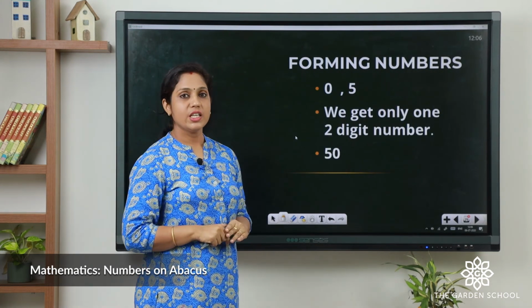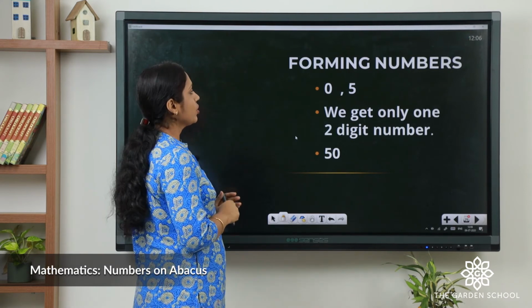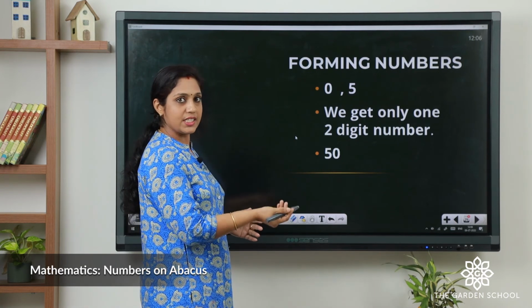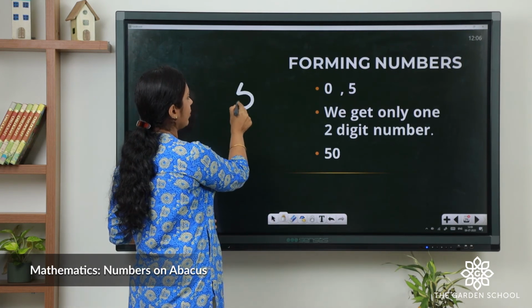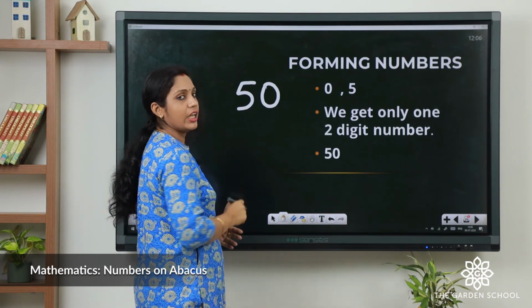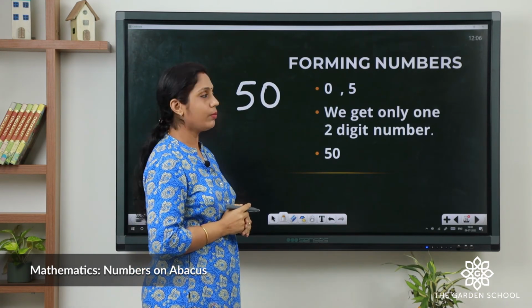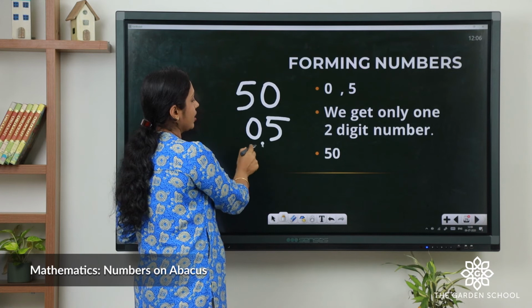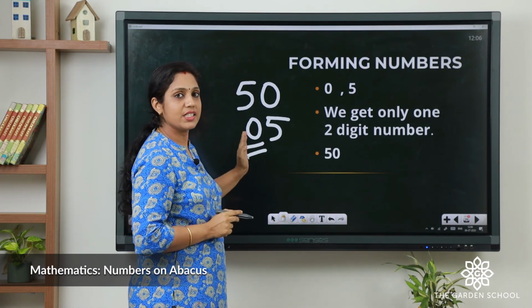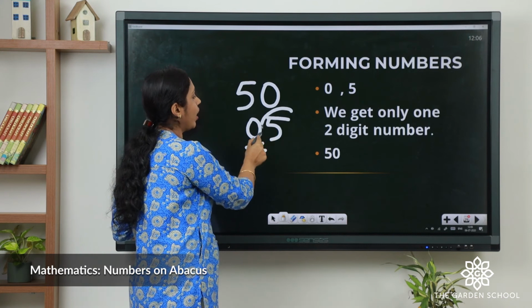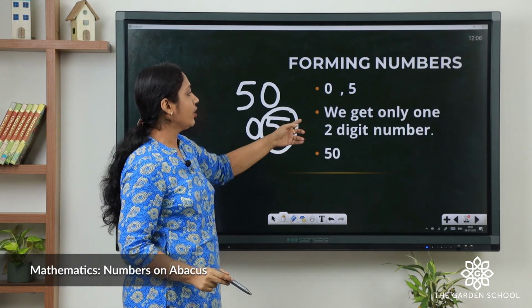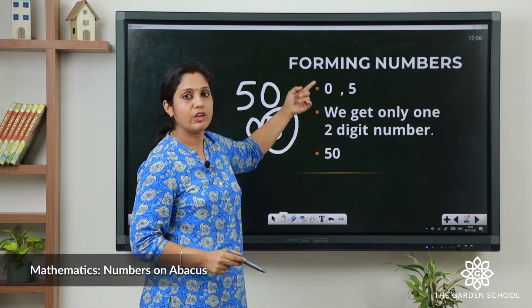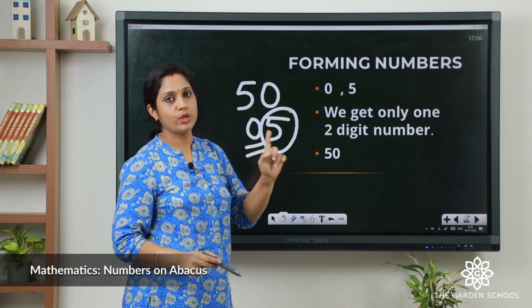Next, we have 0 and 5. So 0 is a small number, 5 is a bigger number. So for making the largest number, let's write 5, 0. We got 50. For making the smaller number, we can write 0, 5. Because 0 is coming to the left side, it doesn't have a value here, so it's only a 1-digit number. So we can say that we got only one 2-digit number here. We got only 50 here. So when 0 comes, you get only one 2-digit number.